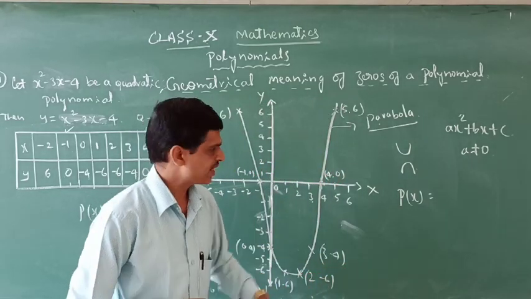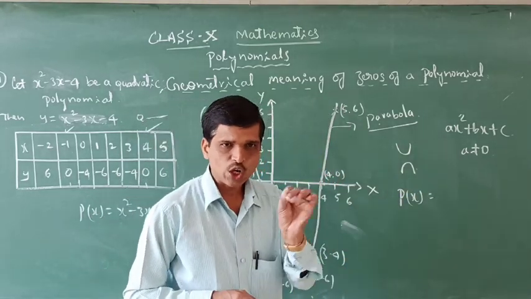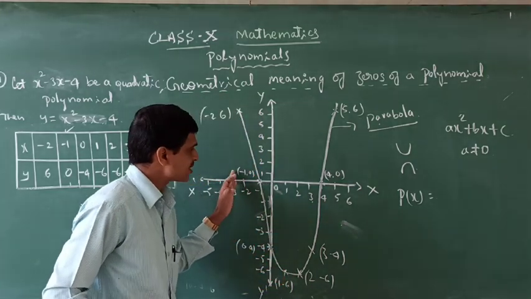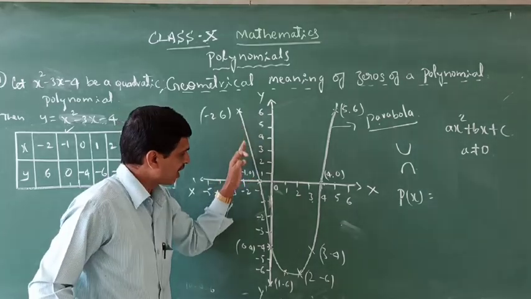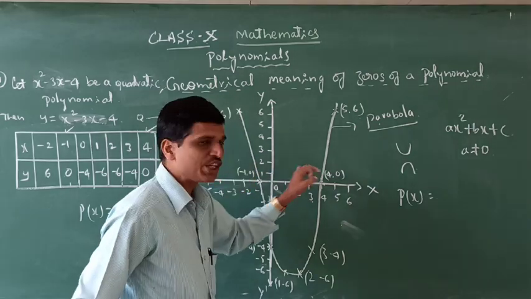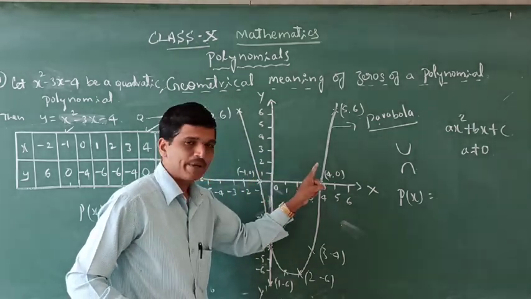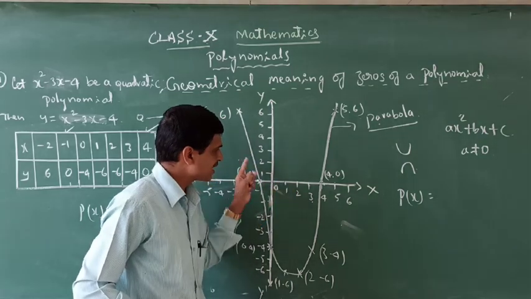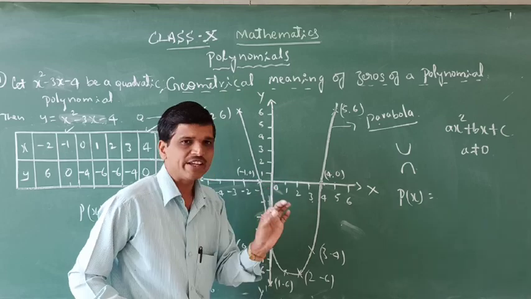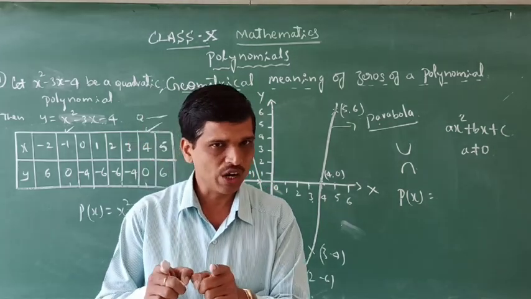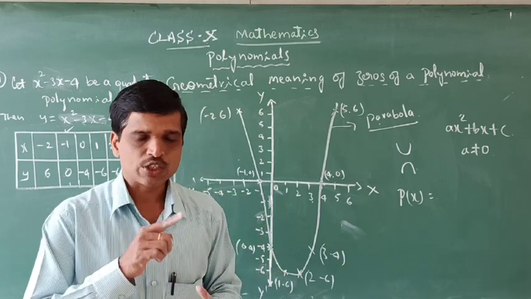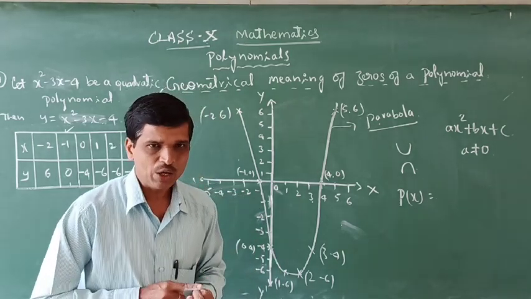Any polynomial, whether it is linear, quadratic, or cubic, is such that the values of x where the graphical representation meets the x-axis are the values at which the polynomial becomes 0. That is why, where the graph intersects the x-axis, we get the zeros of that particular polynomial, whether it is a linear, quadratic, or cubic polynomial.